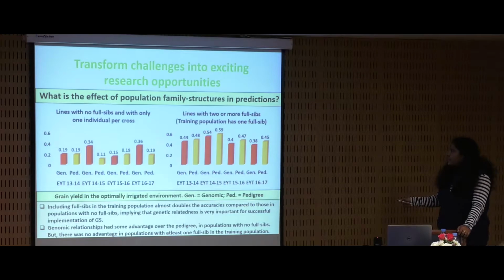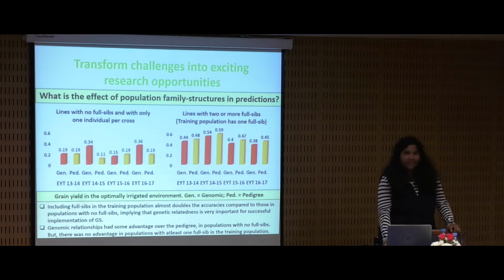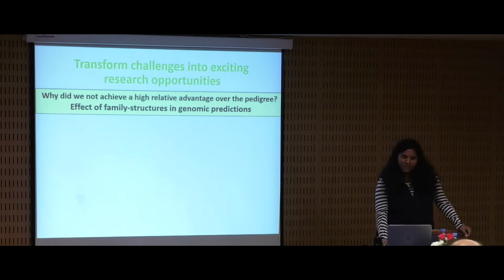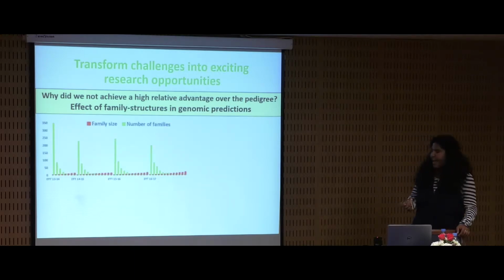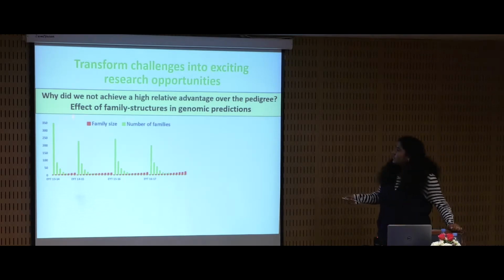The pedigree seemed to be as good as the markers in even capturing that within family variation. So we have a problem here, and we wanted to investigate more on why this happens. And it turns out to be something that you would expect, but you might not have really expected.